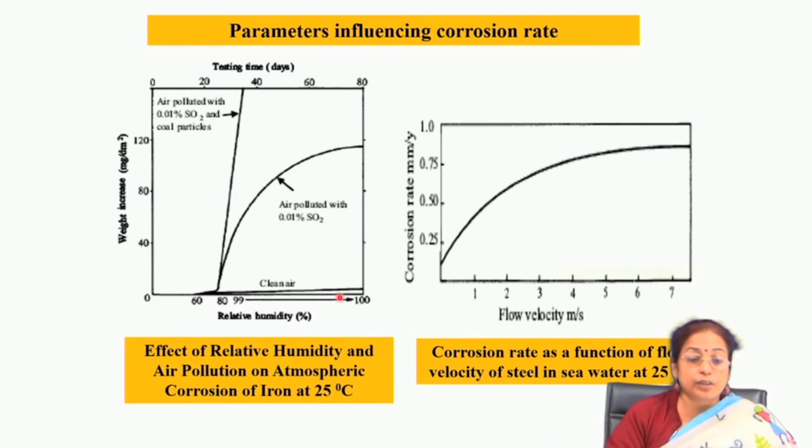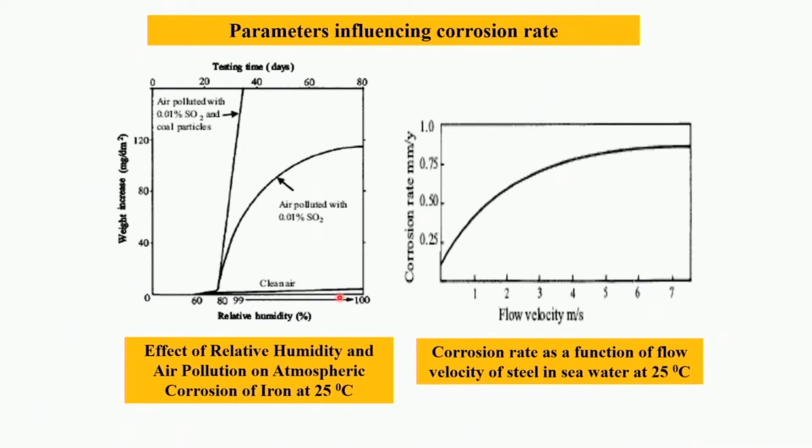So, in an environment where coal particles are dispersed, the corrosion rate is maximum because the coal particles get deposited on the surface, and as a result of this deposition the absorptivity of the surface increases. So a large amount of humidity is absorbed on the surface, which increases the corrosion rate to a large extent. If you see the effect of flow velocity, as you go on increasing the flow velocity, again the corrosion rate increases to a large extent.